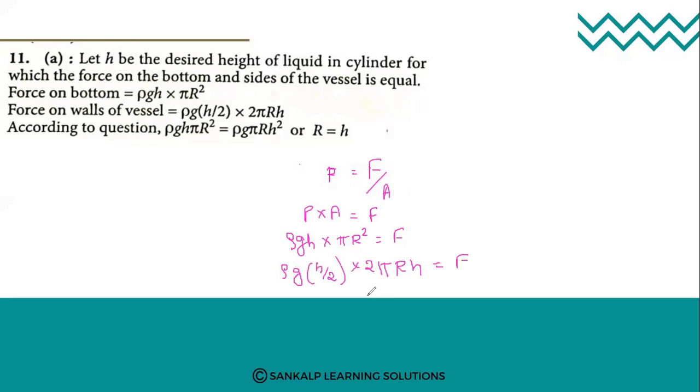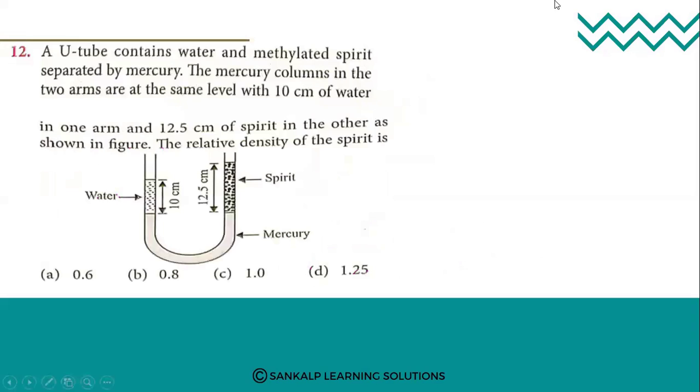So according to the question, we can equate these two equations, so that we will get R is equal to h. We get R is equal to h, which means that the height must be equal to the radius. Okay, the next question.